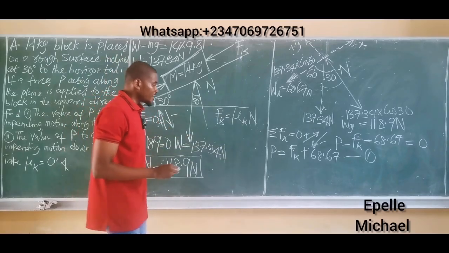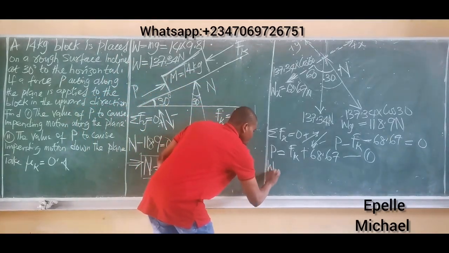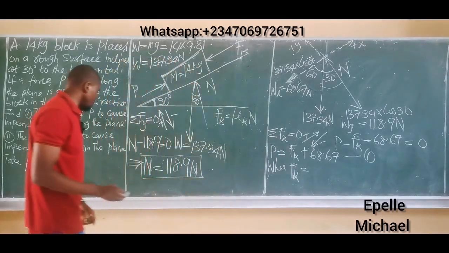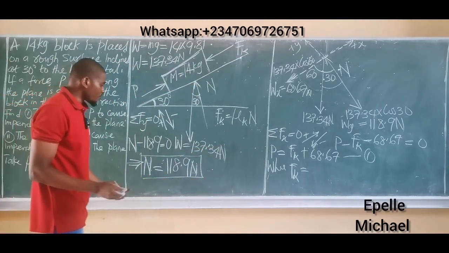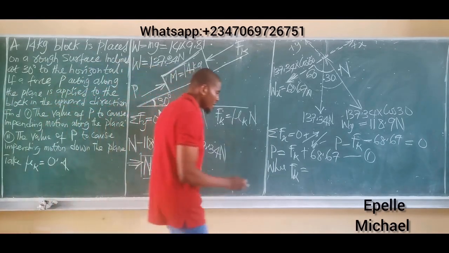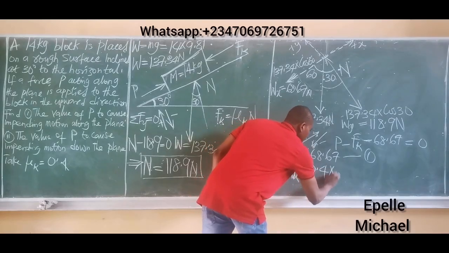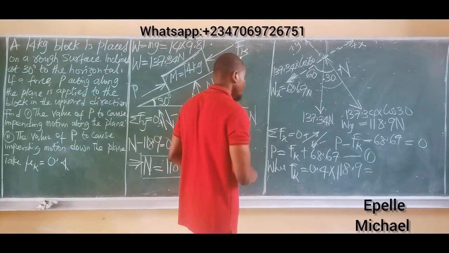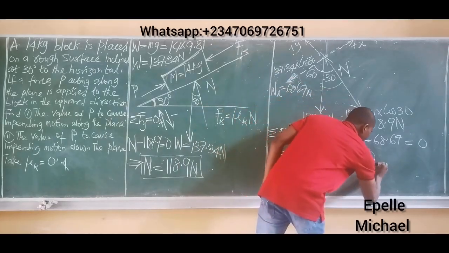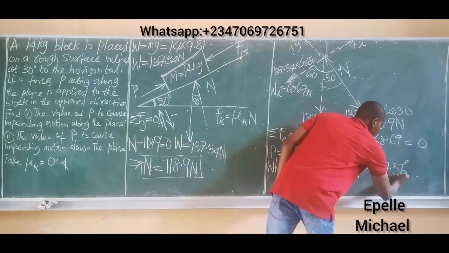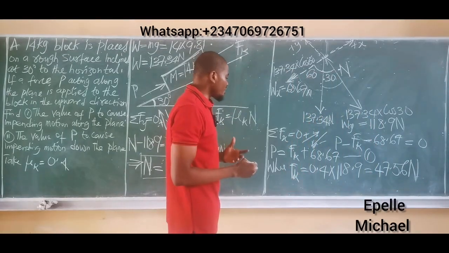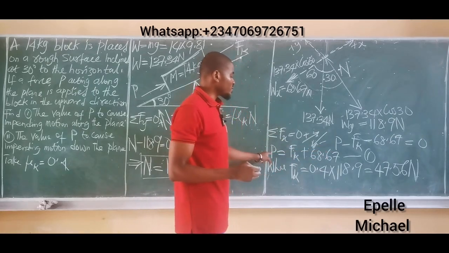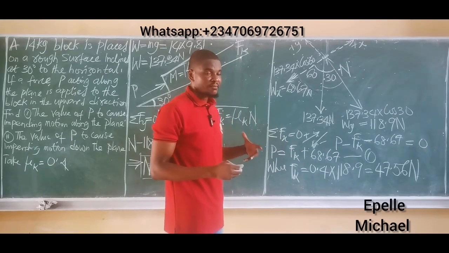So if you plug that in here, you're simply going to have Fk equal to mu k, which was given in the question as 0.4. So it becomes 0.4 multiplied by 118.9. Let's obtain this value and see. That gives us 47.56 newtons. So if we have the kinetic frictional force to be that, then you plug it into equation 1 and that gives you the value of the force which causes motion of the plane.